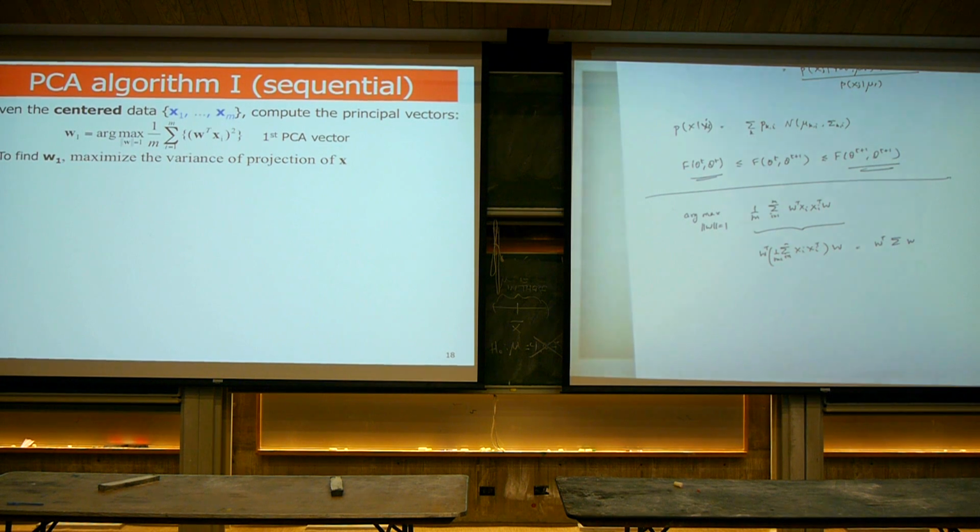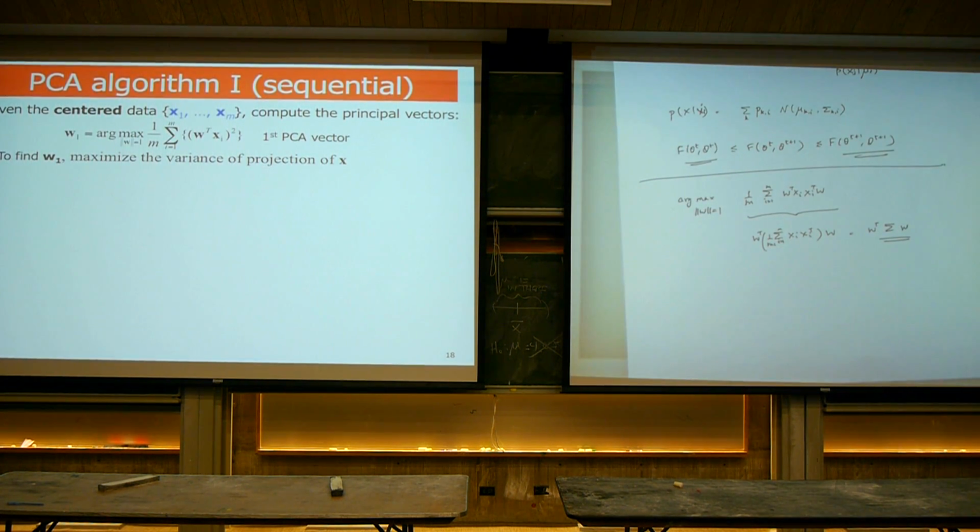So you see something very familiar, right? All we are doing is saying find the direction which maximizes w transpose sigma w, where sigma is just your empirical covariance of your data, because your data is already centered. So the sum of xi xi transpose over m is just the sample covariance. And what's the solution to this? If I'm saying find the unit norm w that maximizes this, that's exactly the first principal component of sigma. It's equivalent to the first eigenvector of sigma, the eigenvector corresponding to the largest eigenvalue.